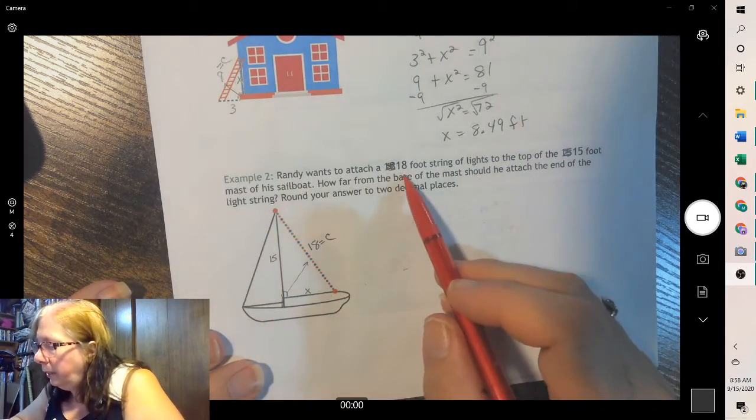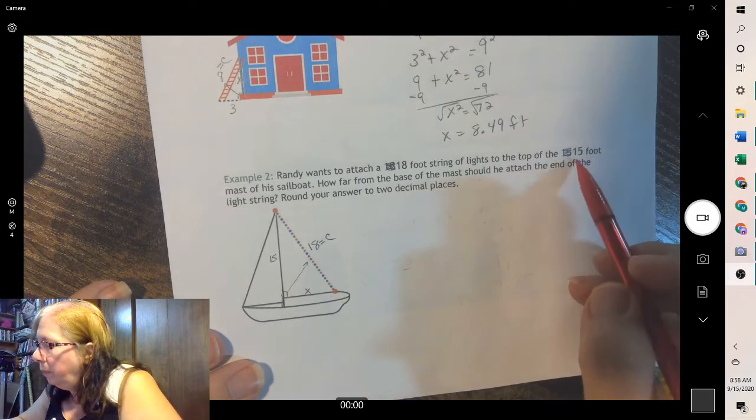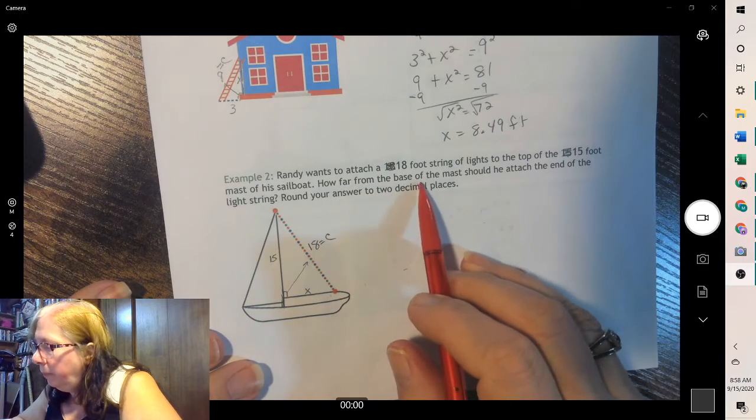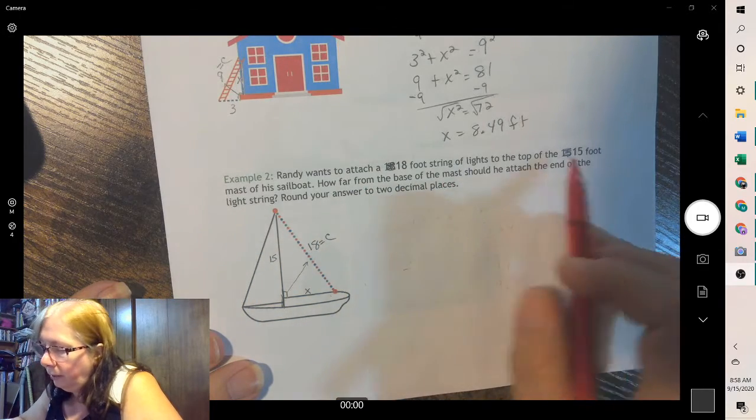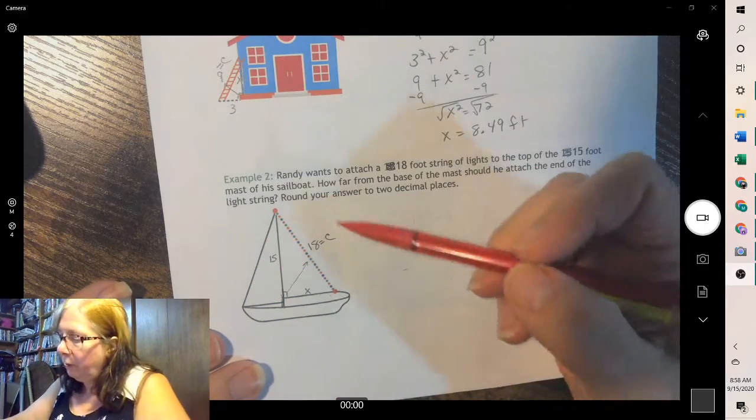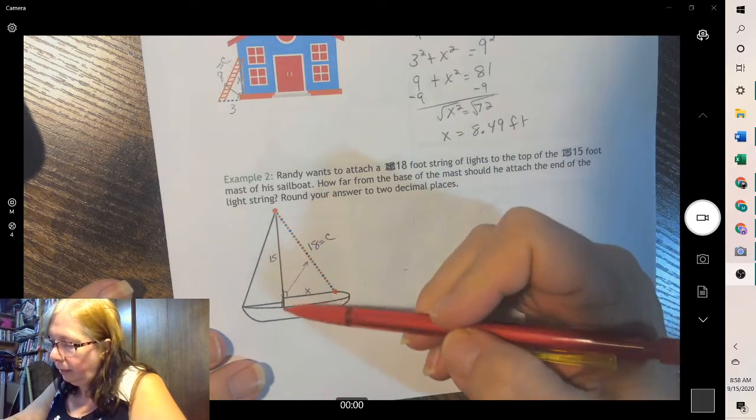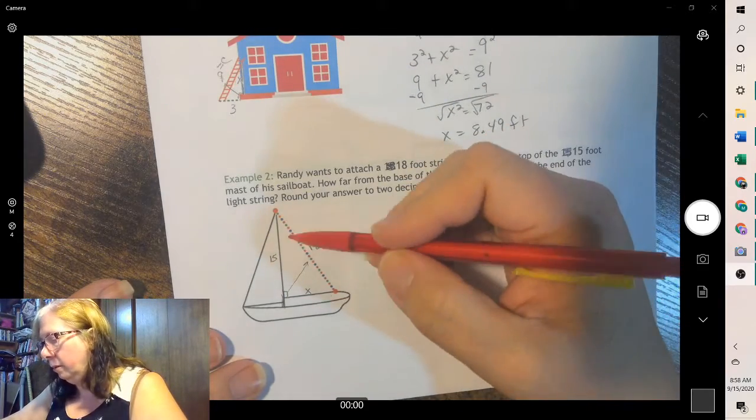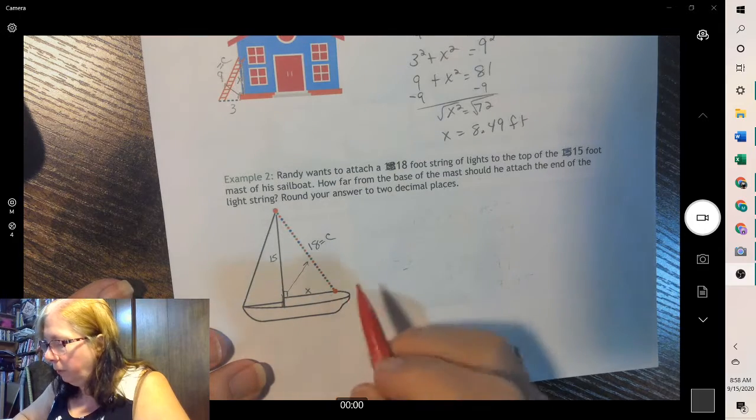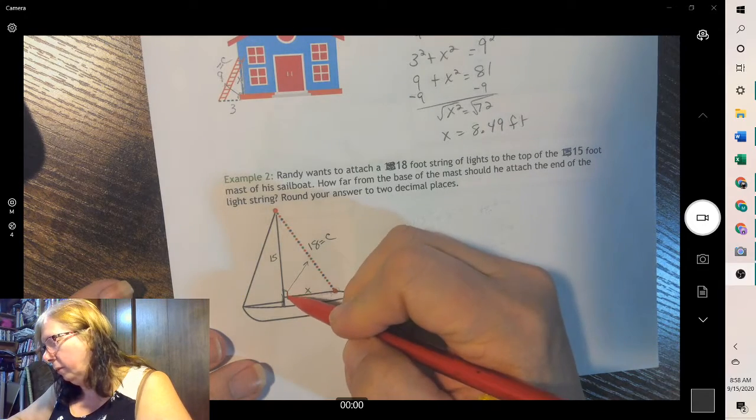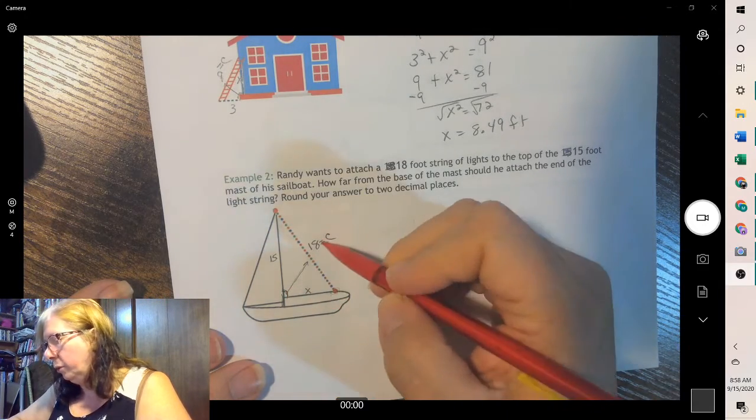Randy wants to attach an 18-foot string of lights to the top of a 15-foot mast on a sailboat. How far from the base of the mast should he attach the end of the light string? Again, round to 2 decimal places. So the mast is 15 feet high, and his string is 18 feet. We want to find out where he's going to hook these strings on this mast. This would be our right angle, which means this is C.